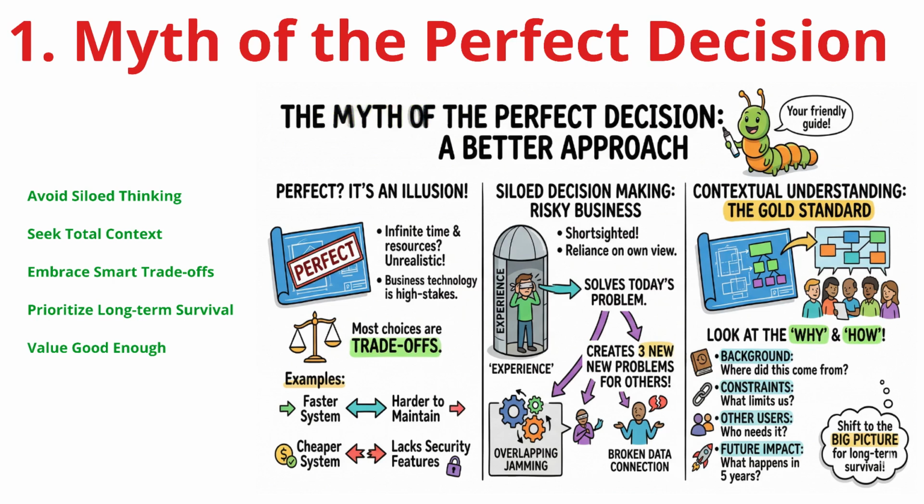The gold standard is contextual understanding. This means shifting our focus to the big picture, investigating the background, knowing our constraints, and considering who else needs the solution. By looking at the why and the how and planning for the impact 5 years down the road, we move beyond just getting it done to ensuring long-term survival for the entire enterprise.